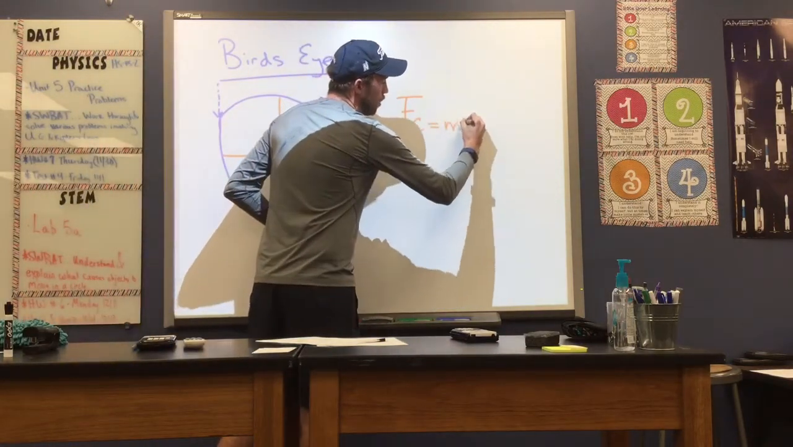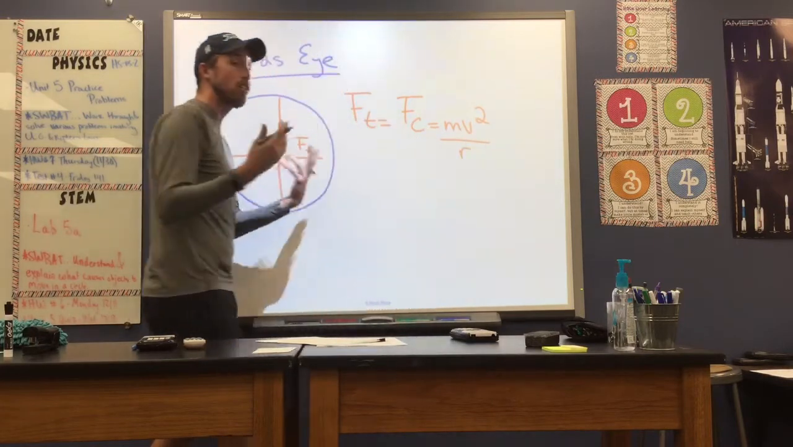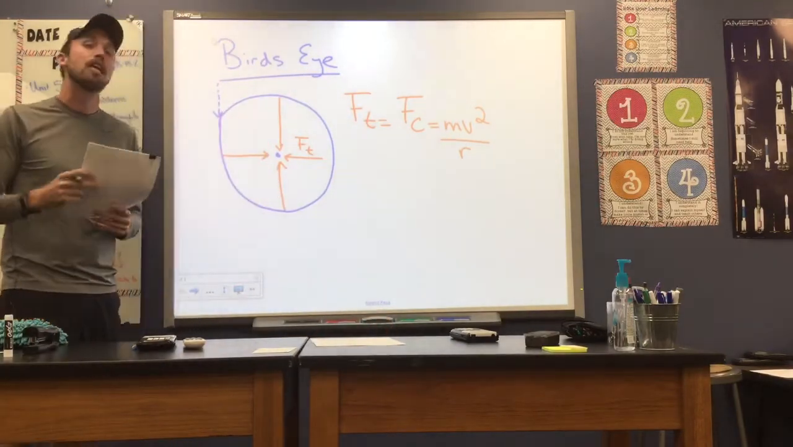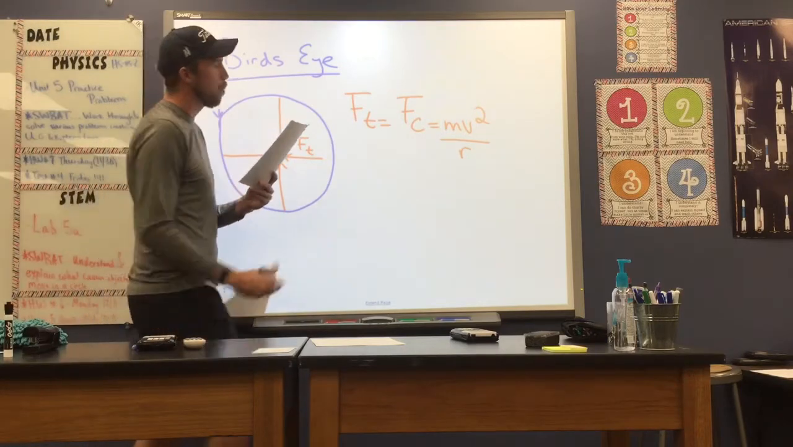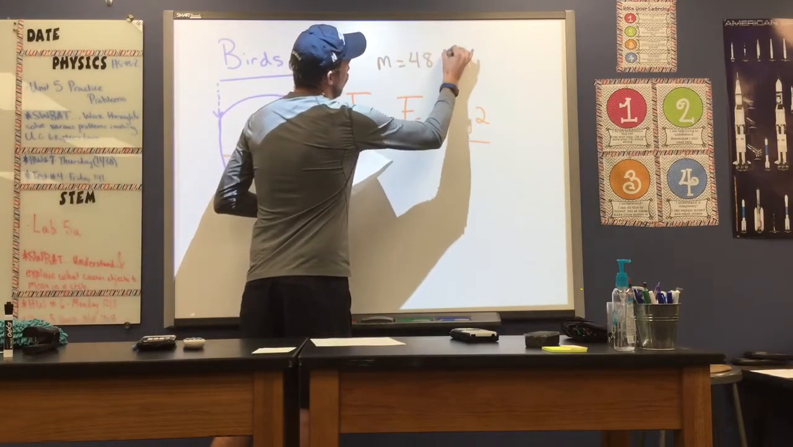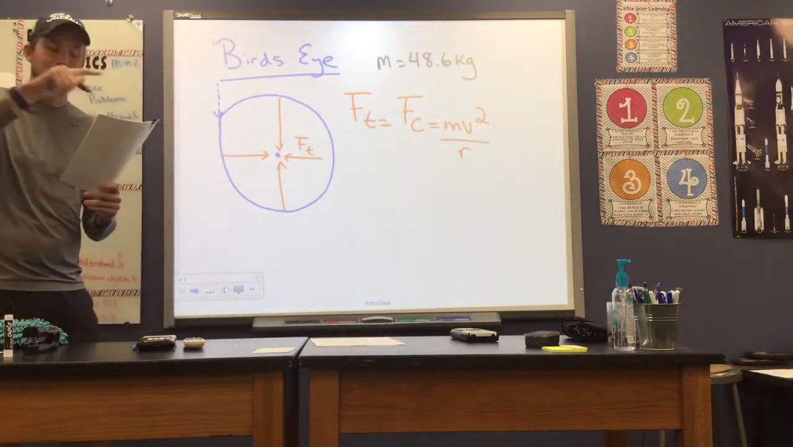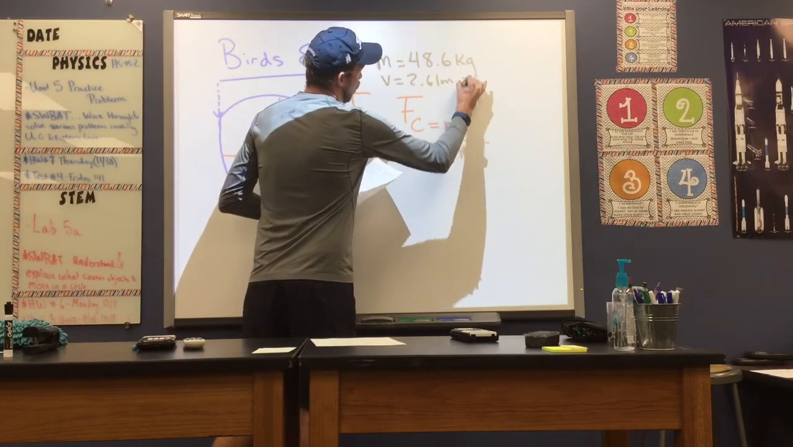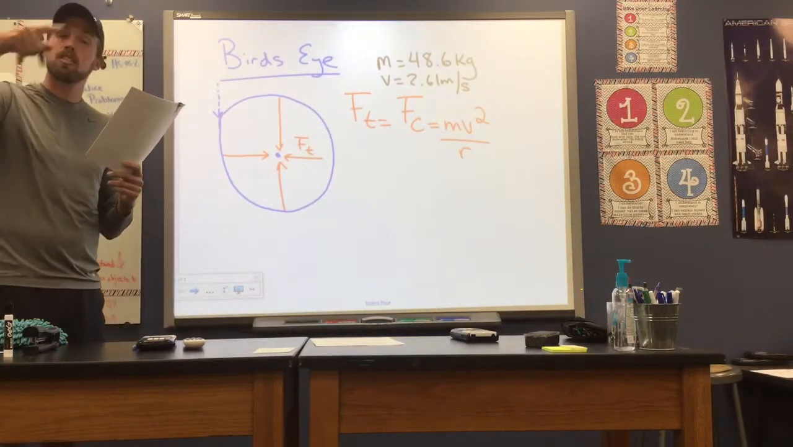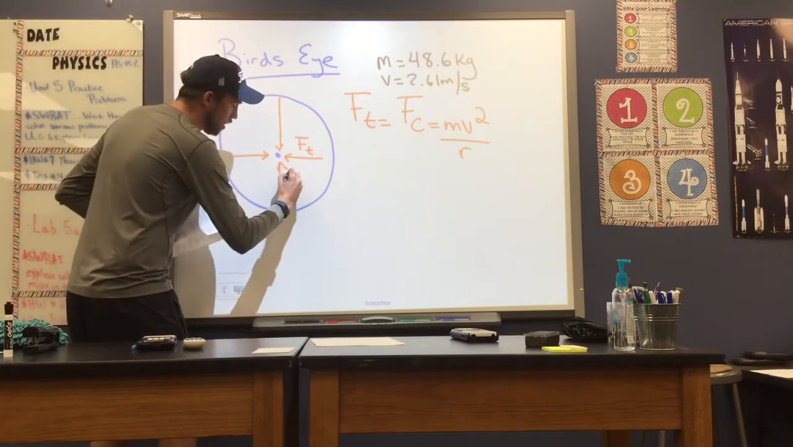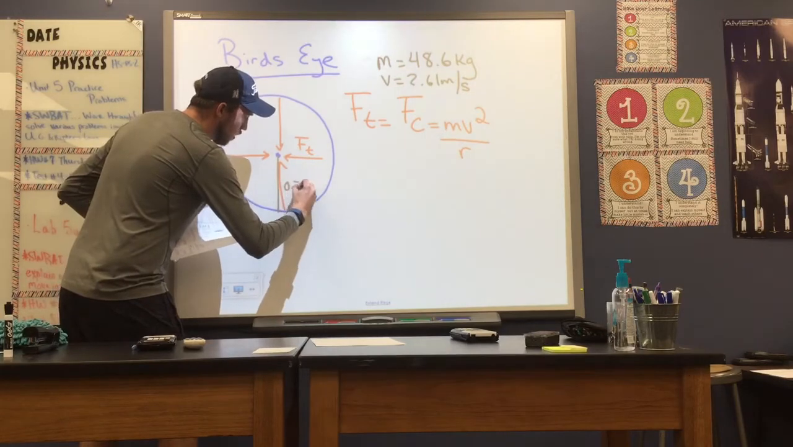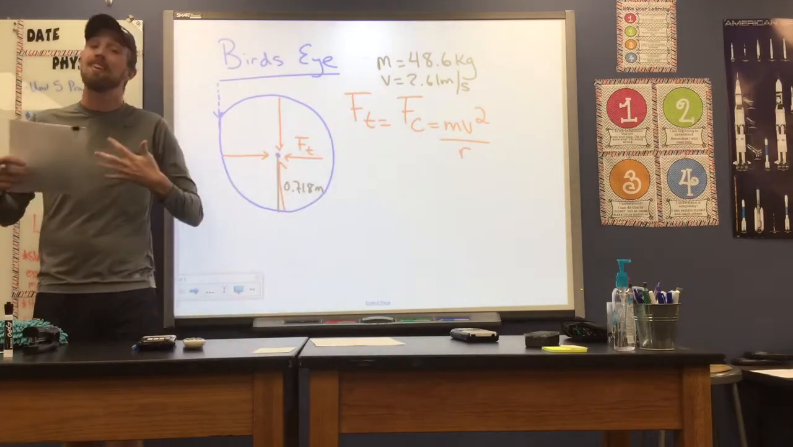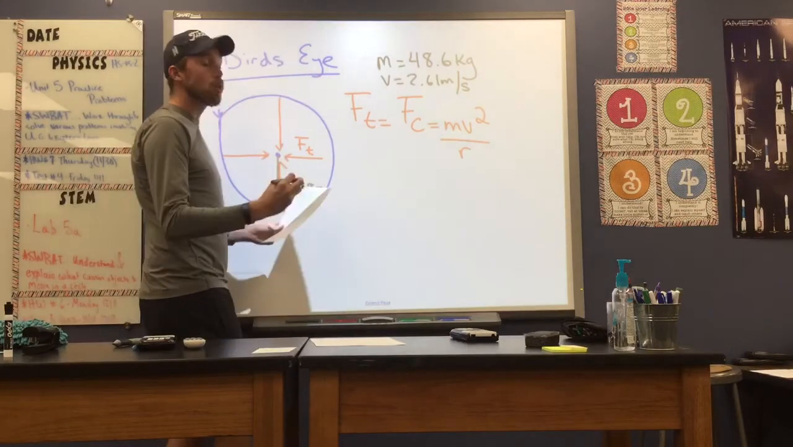Centripetal force, as we have found, is equal to the mass of our object times its velocity squared divided by the radius of the circle it moves in. Looking at our problem statement, we're given a lot of important information. Our mass is 48.6 kilograms. Our velocity, our speed around the circle, is 2.61 meters per second. And the radius of the circle she's moving in is 0.718 meters, the distance from center to the outside. To find our centripetal force, we need mass, velocity, and radius, and the problem gives that to us directly. So all I'm going to do is plug those variables in.